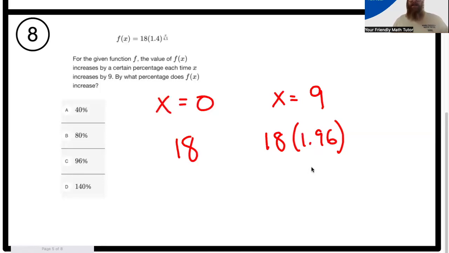So what's happening is when I increase by 9, by what percentage am I increasing? Well, I'm taking 18 and I'm multiplying by 1.96. We should know that 1.96 represents a 96% increase. So when we take away 1 from the number that we're multiplying by, what's left is the percent increase. So if I take away 1, I'm left with 0.96. That is a 96% increase.